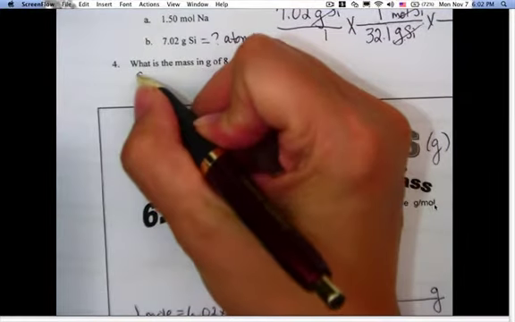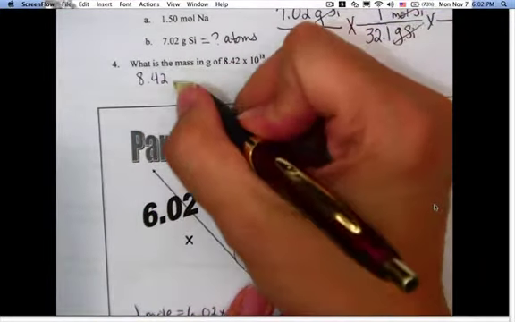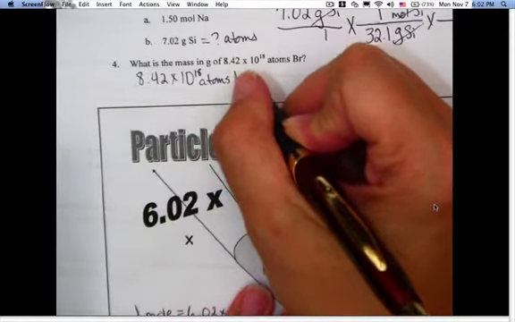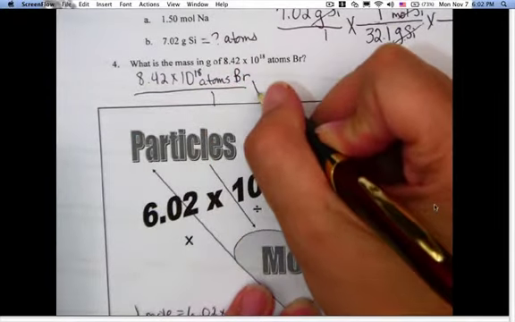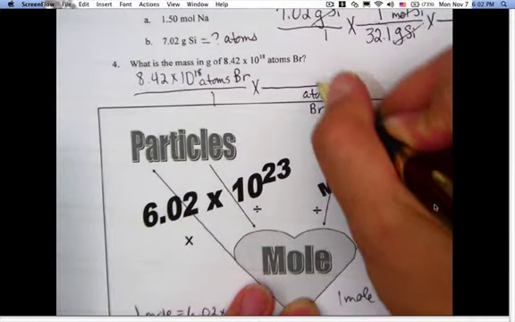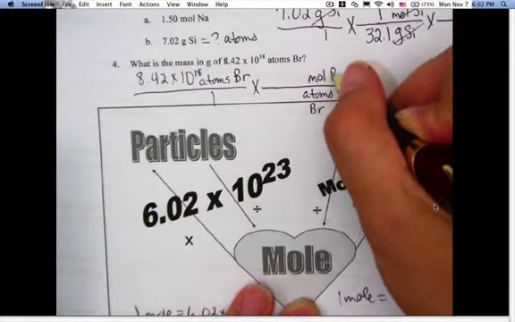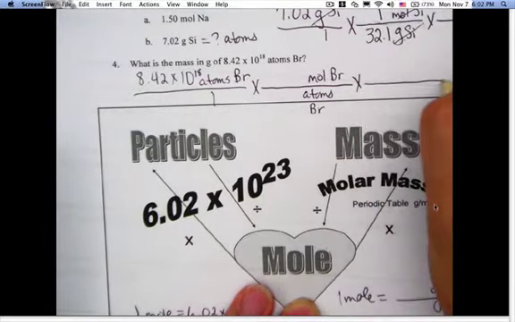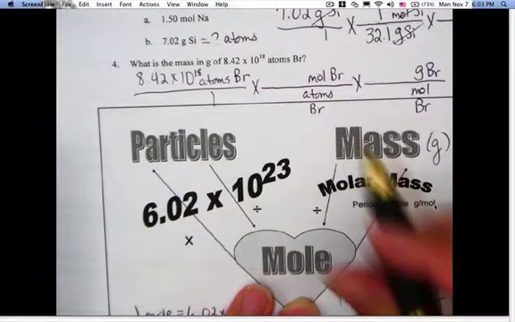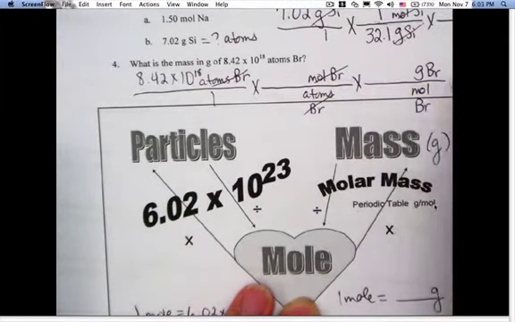Okay, 8.42 times 10 to the 18th atoms of bromine over 1. Need atoms to cancel, so atoms on the bottom. Changing it to moles, so moles on top. Then moles on the bottom, so it'll cancel. And what am I doing? Grams. Grams of bromine on the top. Okay, this way, atoms of bromine cancel, moles of bromine cancel. It's going to give me grams of bromine.